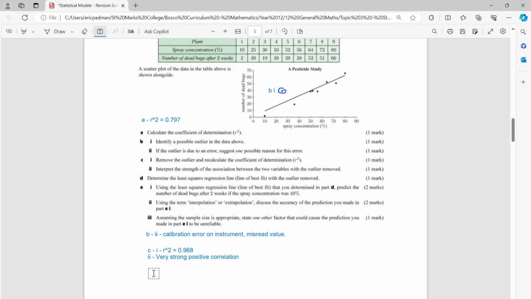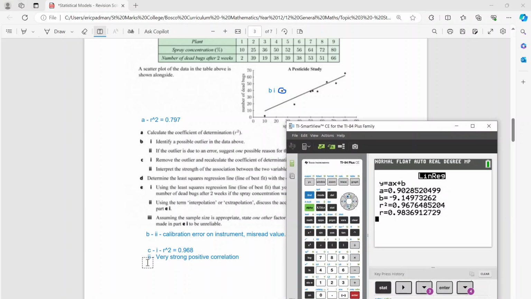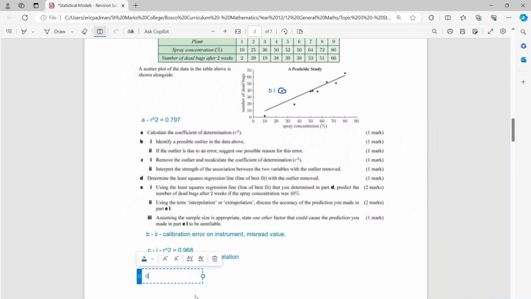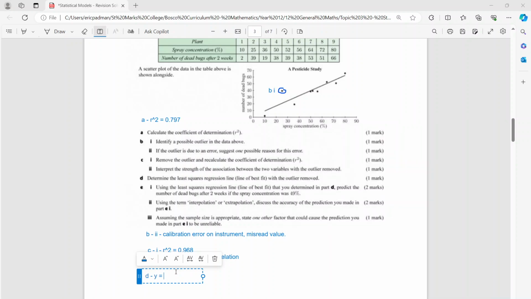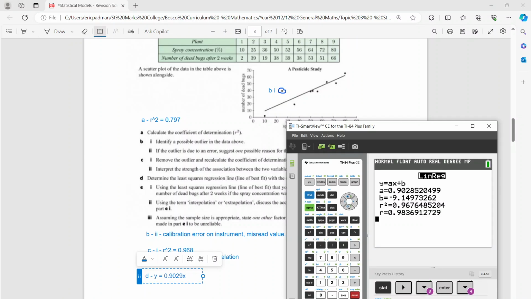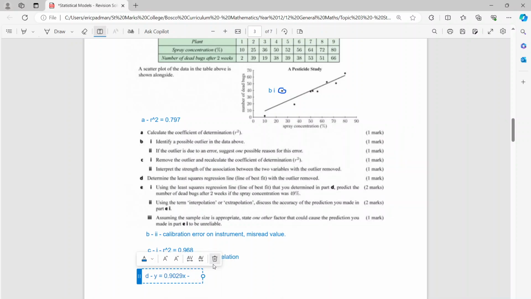Determine the least squares regression line with the outlier removed. We've got it all there. D: y equals 0.9029x minus 9.150. Actually, hang on.